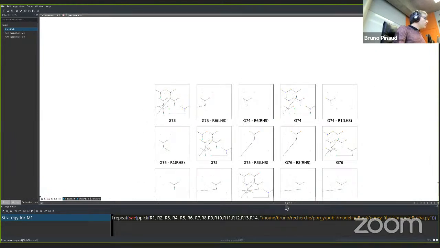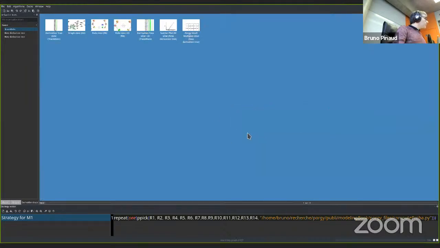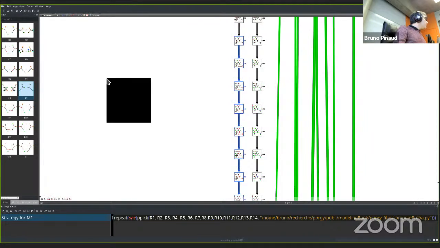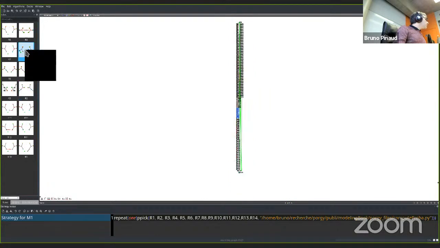And to finish with the demo, another thing that was interesting: I told you that rule R6 was the interesting rule because this is the only rule creating the S node. So I can ask Porgy to show me all applications of rule R6, highlighted in the derivation tree.